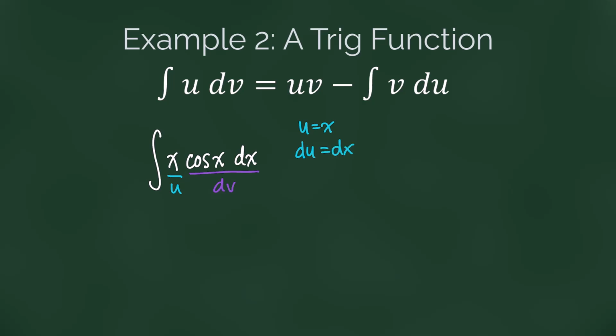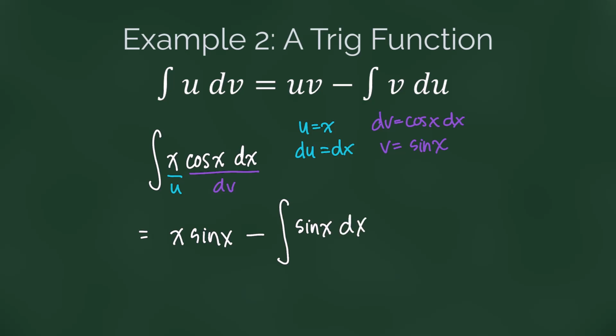So we see that if u equals x, then du is dx. And if dv is cosine x, taking an antiderivative of that, we get that v is equal to sine x. Now we'll plug in the corresponding parts. So we get x sine x minus the antiderivative of sine x dx. Again, we've created an antiderivative that's simple for us to do. So we get x sine x plus cosine x plus c.